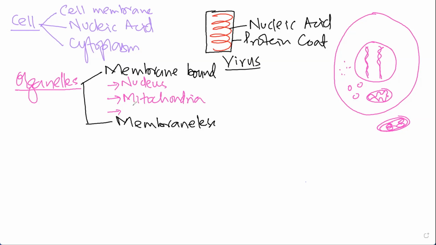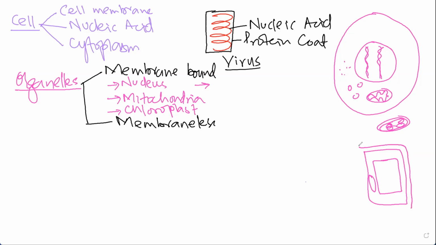Don't you see two membranes for chloroplast? So chloroplast is membrane bound. What about vacuole? In plants, there's a big vacuole. Look, if this is a plant cell, it's nucleus, this is membrane, this is wall, and this is vacuole. Is the vacuole membrane bound or membraneless? There's a fluid inside the vacuole, sap. So vacuole is membrane bound.